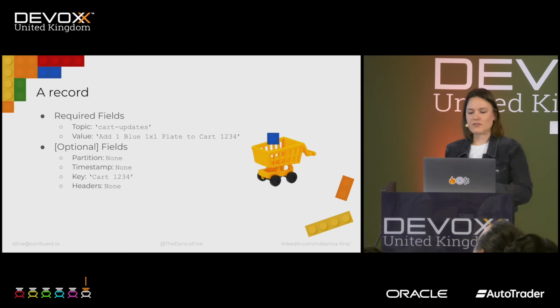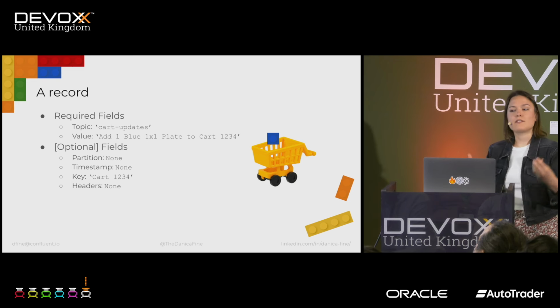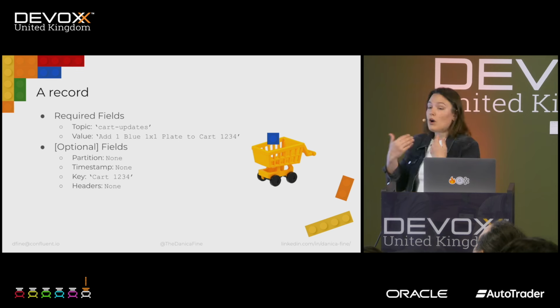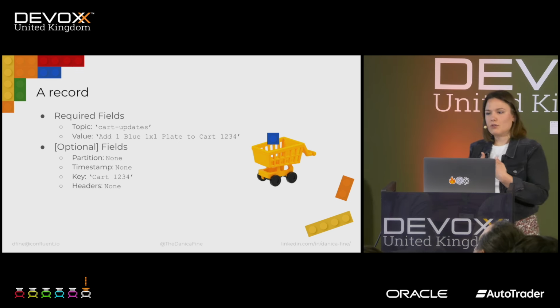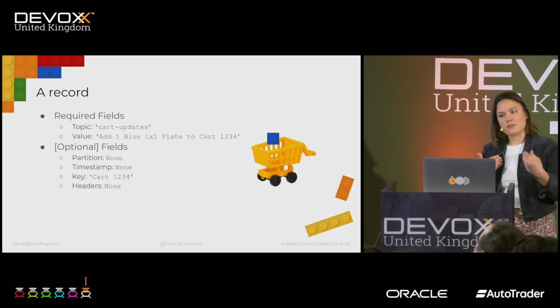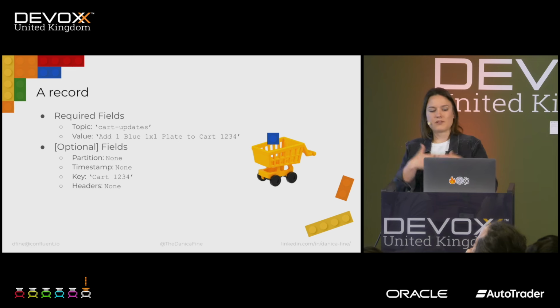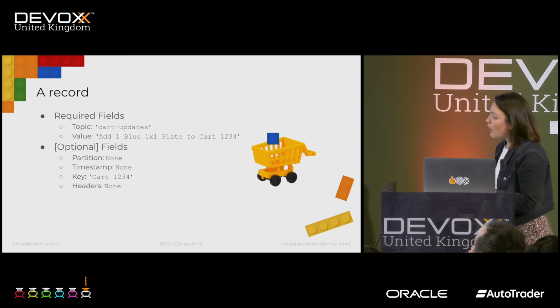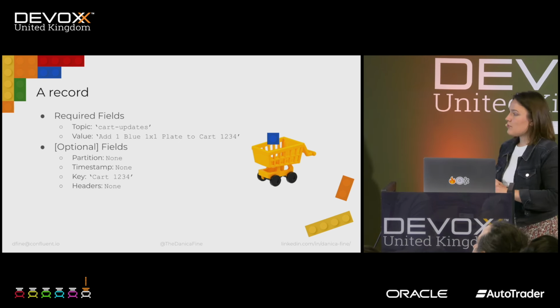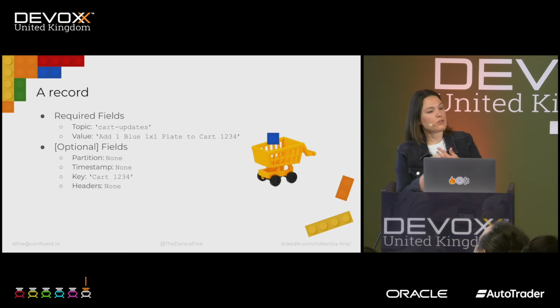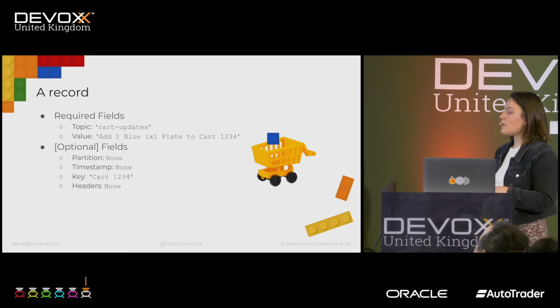Ooh, creative naming. All right, so we are dealing with events. What would be the event that describes what just happened? Well, I added a blue 1x1 plate to my cart. It probably has some ID, so very creatively, it is cart ID 1234. Cool. So that is the event that we're going to use to describe this, add it to the value. As for optional fields, I'm going to let the producer do what it does best. We are not going to override the partition. I'm not going to override the timestamp, so we're going to use the current time.